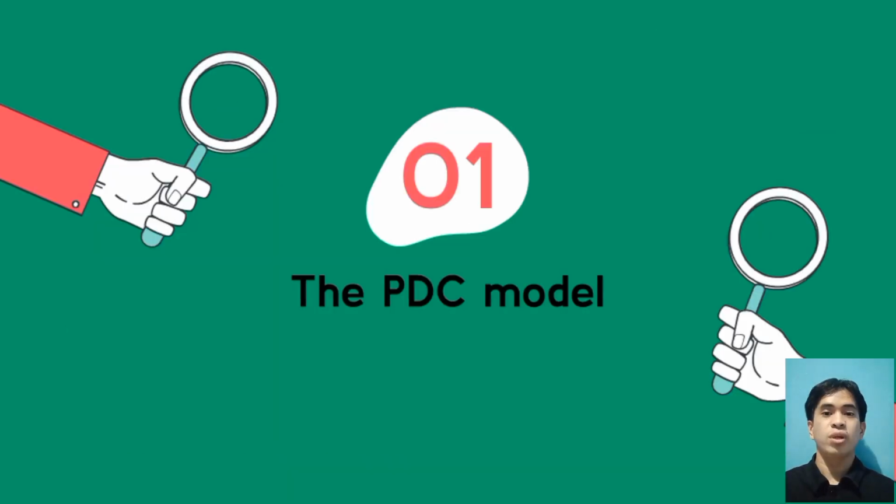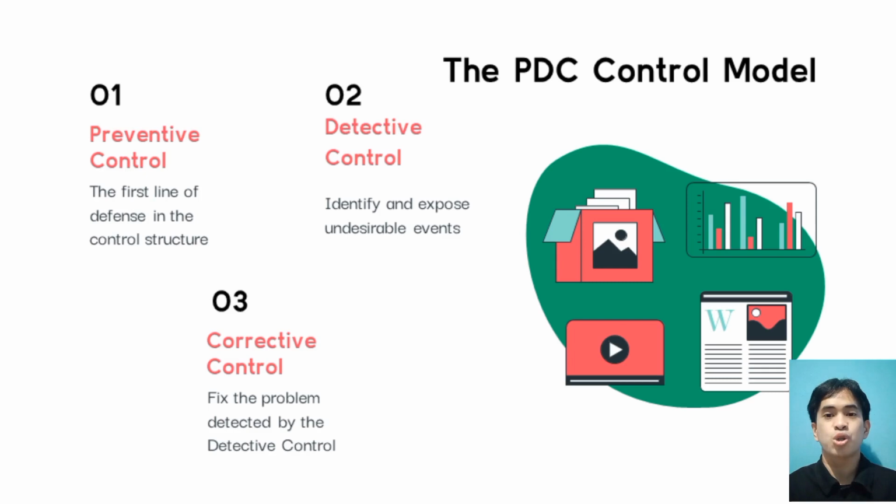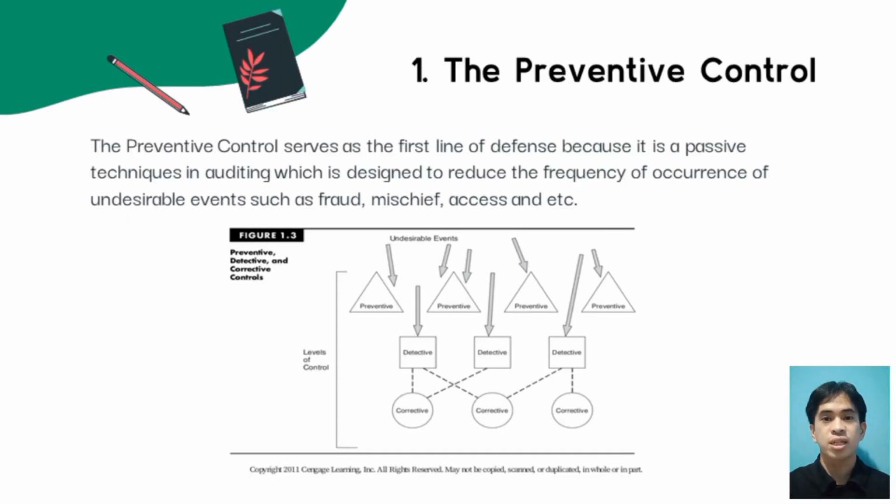Let us first begin with the PDC control model. To make it simple, the PDC control model is composed of three levels of control: the preventive control, the detective control, and lastly, the corrective control. Let's first discuss the preventive control. To make it simple, preventive control is simply the first line of defense because it is a passive technique in auditing which is designed to reduce the frequency of occurrence of undesirable events such as fraud, mischief, access, etc.